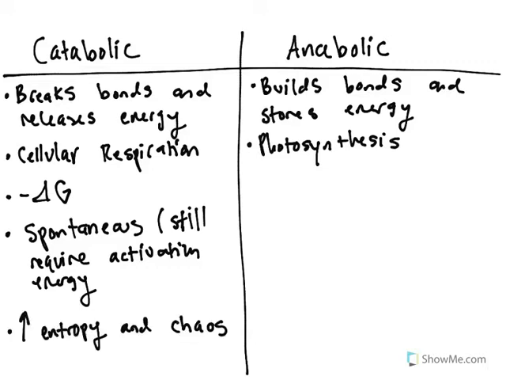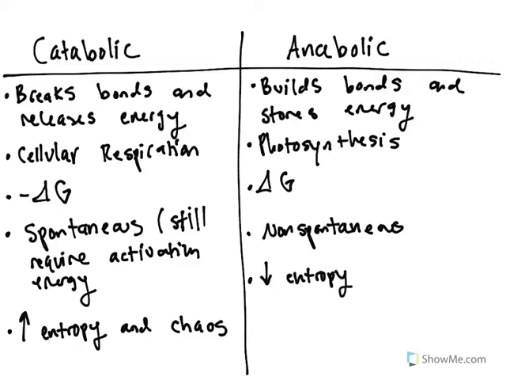On the other side, anabolic, just like anabolic steroids build muscle, these are going to build bonds and store energy. Photosynthesis is a prime example. They're going to have a positive delta H. They're going to be non-spontaneous because things do not spontaneously click themselves together. So things do not build themselves. You have to have energy. It requires energy. You have to store and get the energy from something. And this is going to cause a decrease in entropy because you're literally making things more ordered. Glucose is way more ordered than carbon dioxide gas floating around in the atmosphere.